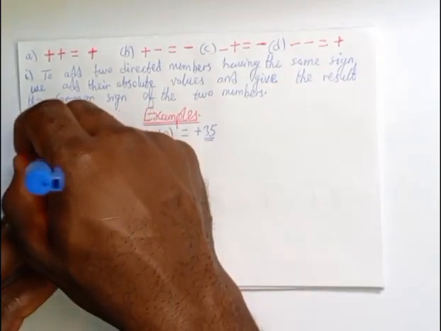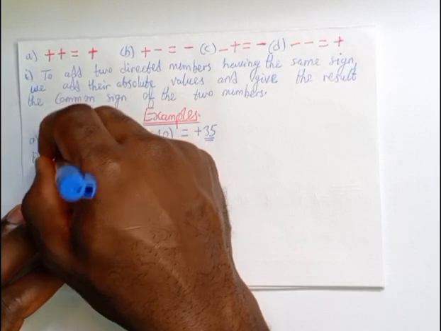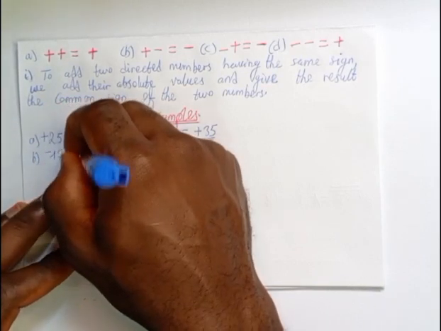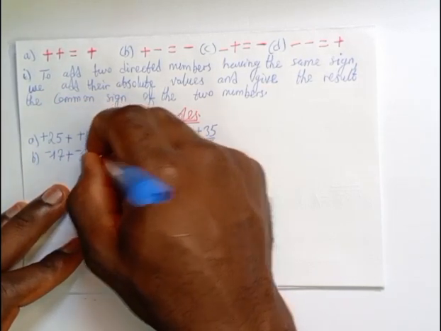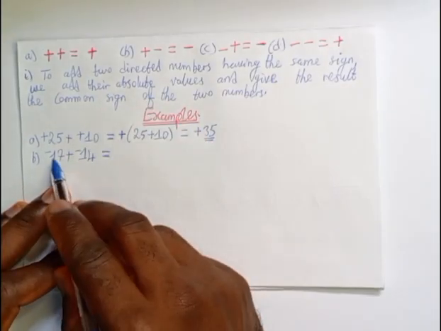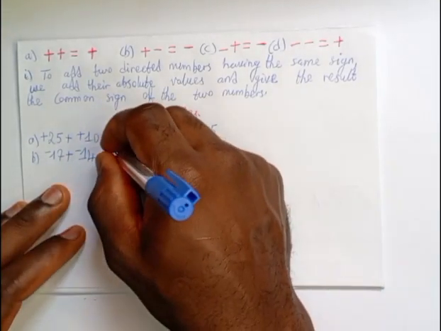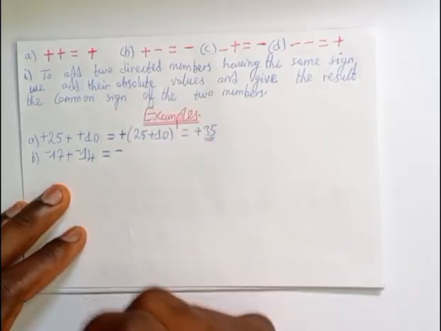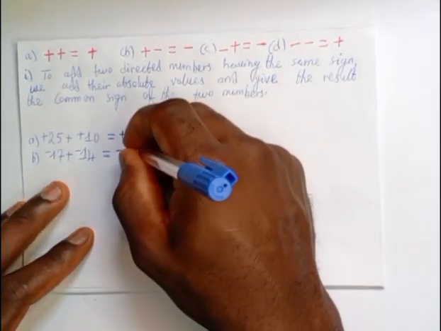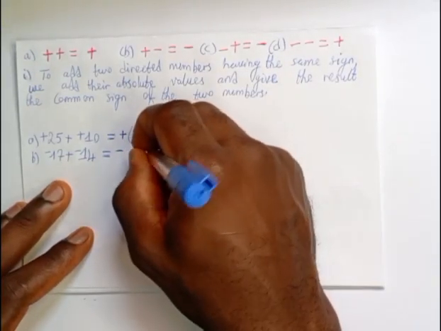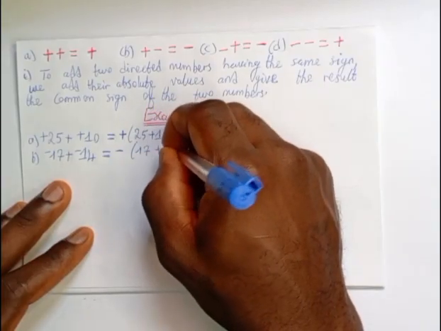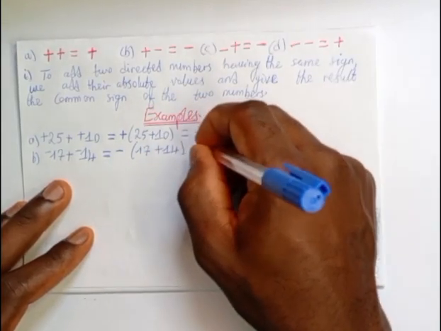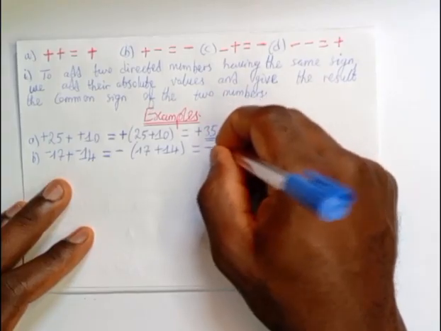We go to B. For B we have negative 17 plus negative 14. This will be equal to, the two numbers have a common sign which is a negative sign. We are going to write the common sign. Then we add the absolute values of the two numbers, 17 plus 14. And this will simply be equal to negative 31.